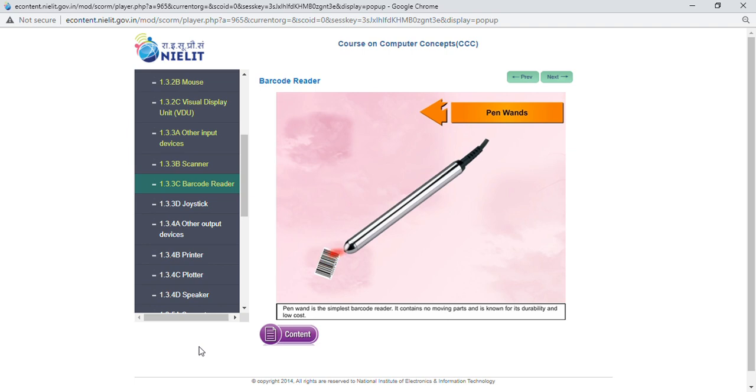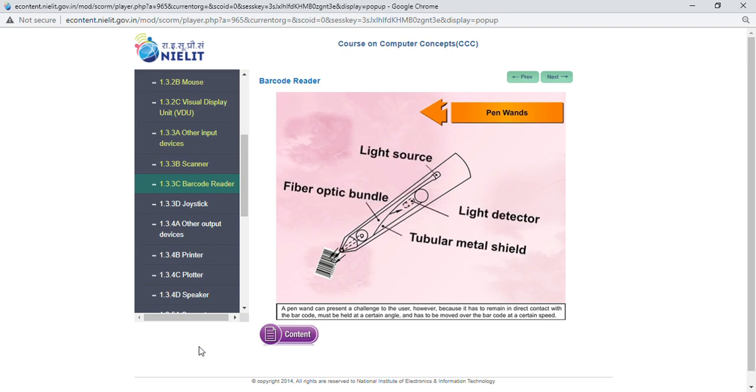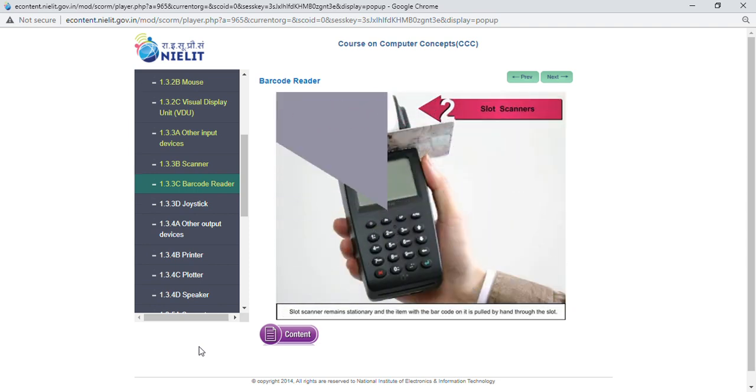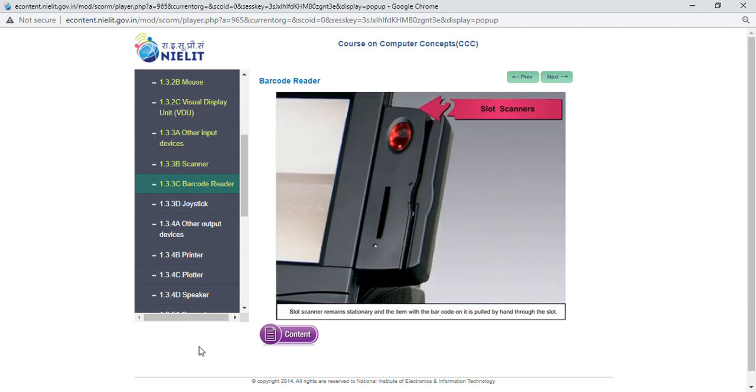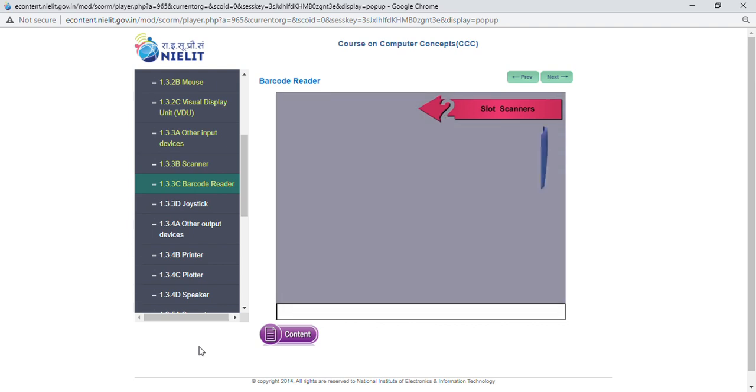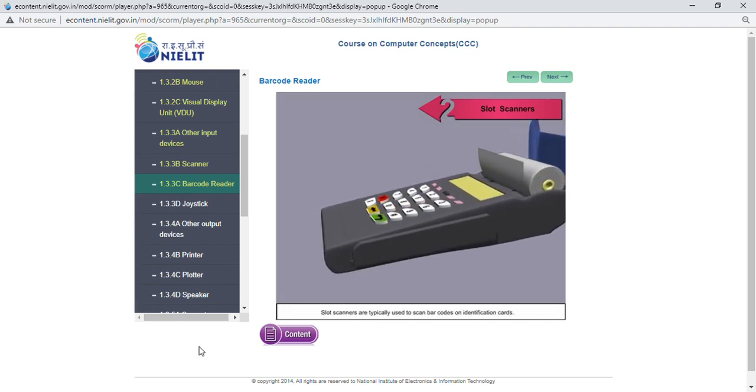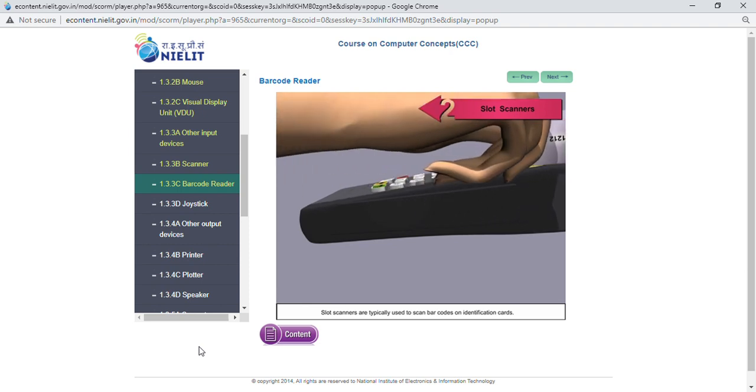Pen wand. The pen wand is the simplest barcode reader. It contains no moving parts and is known for its durability and low cost. A pen wand can present a challenge to the user, however, because it has to remain in direct contact with the barcode, must be held at a certain angle, and has to be moved over the barcode at a certain speed. Slot scanner. A slot scanner remains stationary and the item with the barcode on it is pulled by hand through the slot. Slot scanners are typically used to scan barcodes on identification cards.